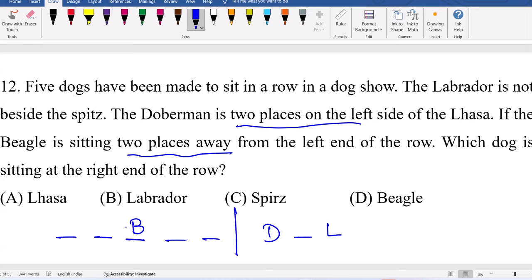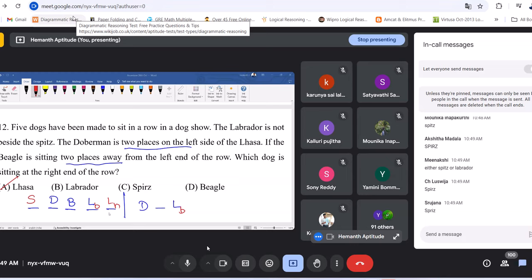This guy fix in their place. B is here. Right. And Labrador is not beside the Spitz, so those two cannot sit together. And where can I put this D and L? Okay, D and L only possibility is here. Right. D here, L here. Now, which dog sits at the end of the row? Labrador is not beside the Spitz. Perfect. So Spitz will come here, right end. This is Labrador, LB. Okay. Now L has LH. So right end is option A. No, it's not either or actually. You can fix it at the right end.